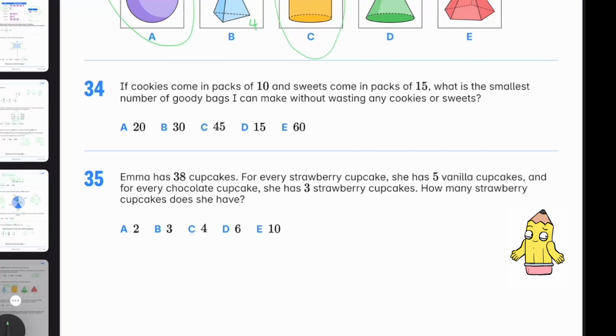So let's write this out then. We've got 10, 20, 30, 40, 50, and 60. We've got 15, 30, 45, and 60. And already we see 30 is something that they share. So the answer is 30 goodie bags.